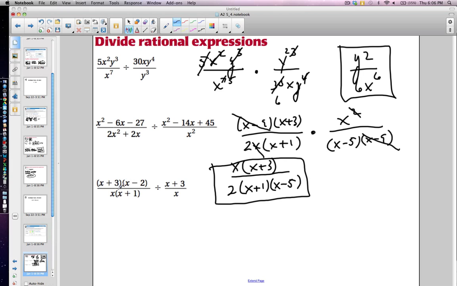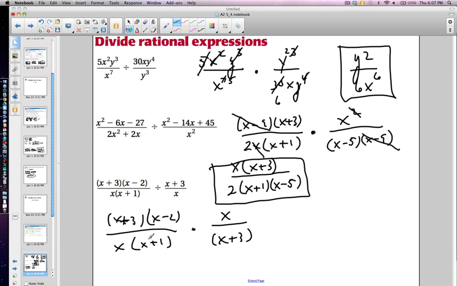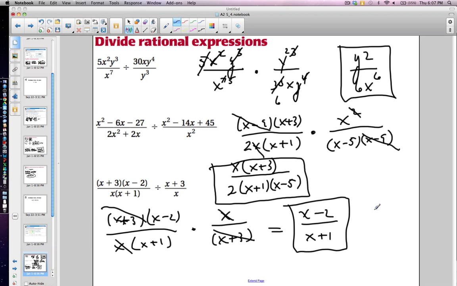Okay, this is a great problem because it's already factored for me. That's awesome. So I have x plus 3 times x minus 2 over x times x plus 1. So again, the first fraction, I don't change anything, times the inversion of the second fraction. I'm going to cancel x plus 3 with x plus 3. I have an x and an x. And it ends up just being x minus 2 over x plus 1. Okay, so that's how you go about doing this. Go ahead and get some practice.